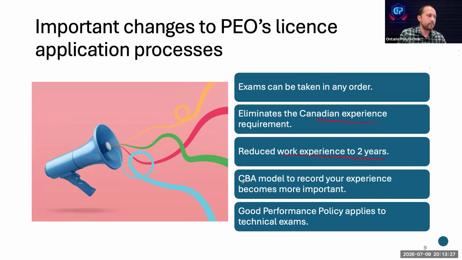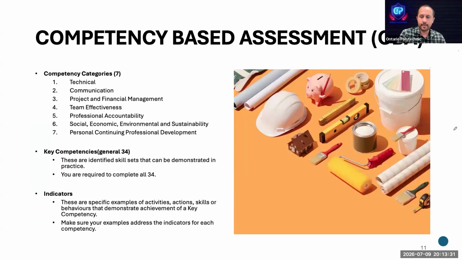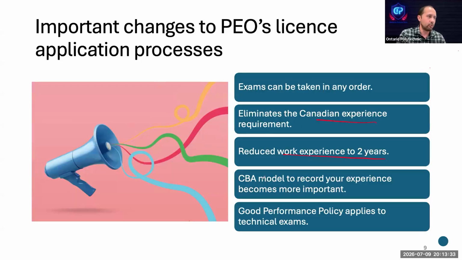Because they reduced it from 4 to 2, writing a proper CBA is very important. You have to capture experience in a good format and in great detail. Also, since July 1st, 2026, they reapplied something. They used to have it, but they stopped it for a couple of years. The good performance policy for technical exams is back, which I will talk about shortly.